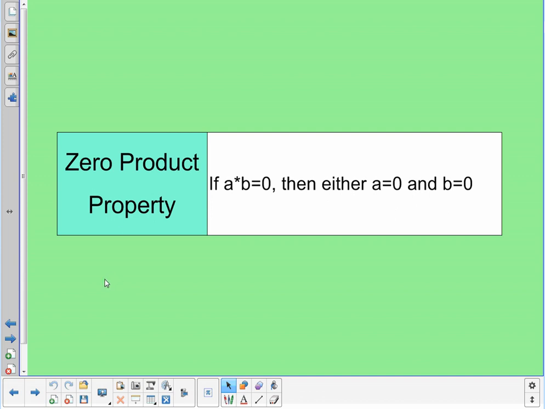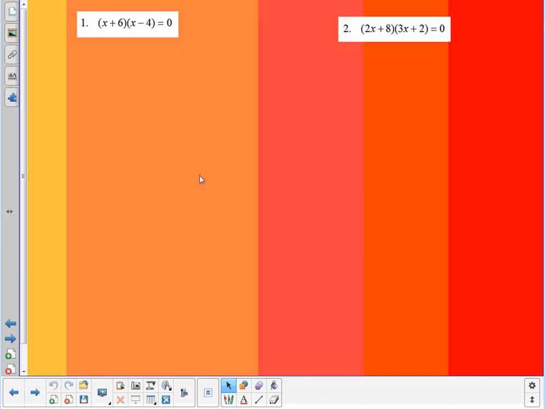So here's where we use the zero product property. We use the zero product property to solve all of these factoring questions that we've been looking at. So if I have a factored form of something like number 1, where I have x plus 6 and x minus 4 is equal to 0, each of these factors can be set equal to 0 and solved.